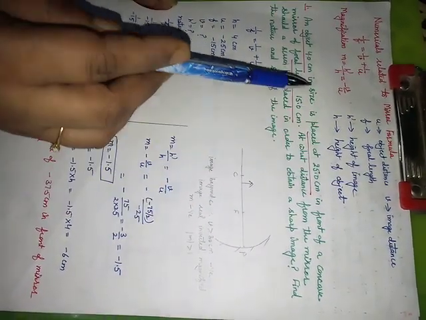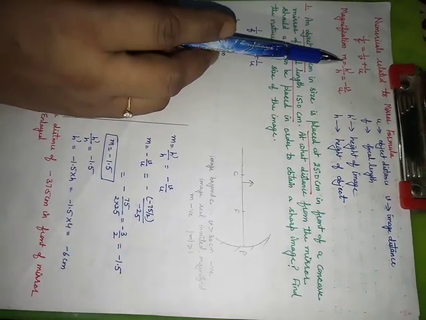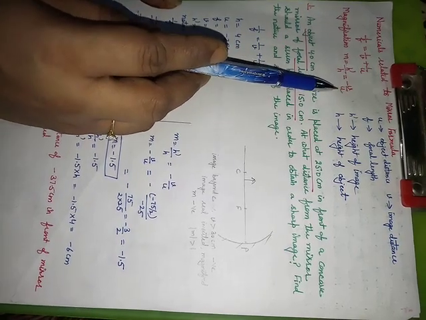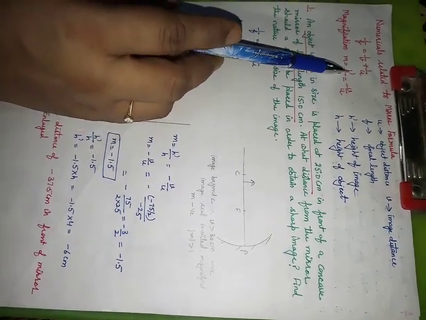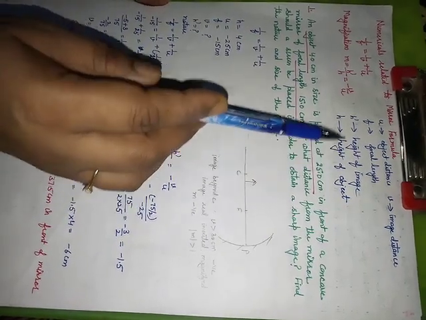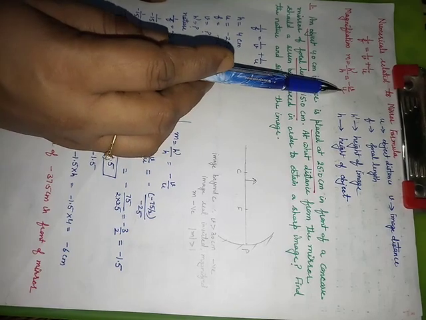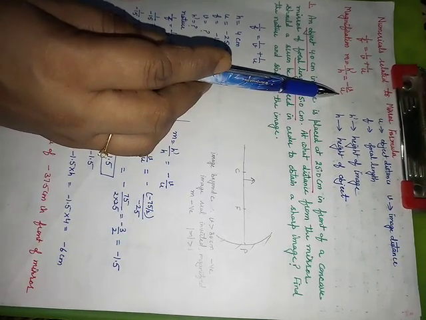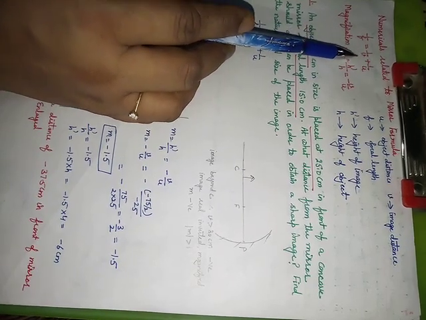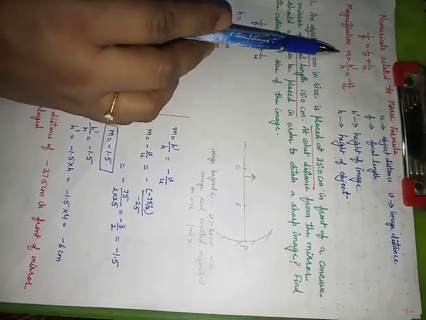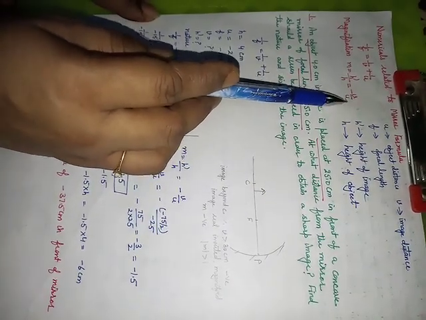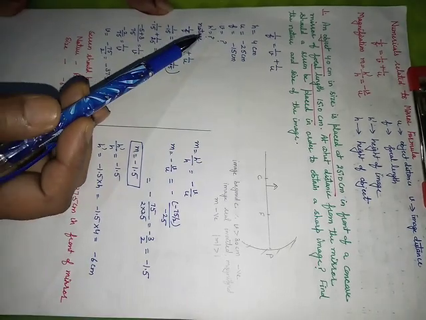For magnification produced by a mirror, we have m is equal to h dash upon h, that is equal to minus v upon u, where h dash is the size of the image, h the size of the object, again v the image distance and u the object distance. Using these two formulas, 1 upon f is equal to 1 upon v plus 1 upon u, or m is equal to h dash upon h is equal to minus v upon u, we will do a few numericals.